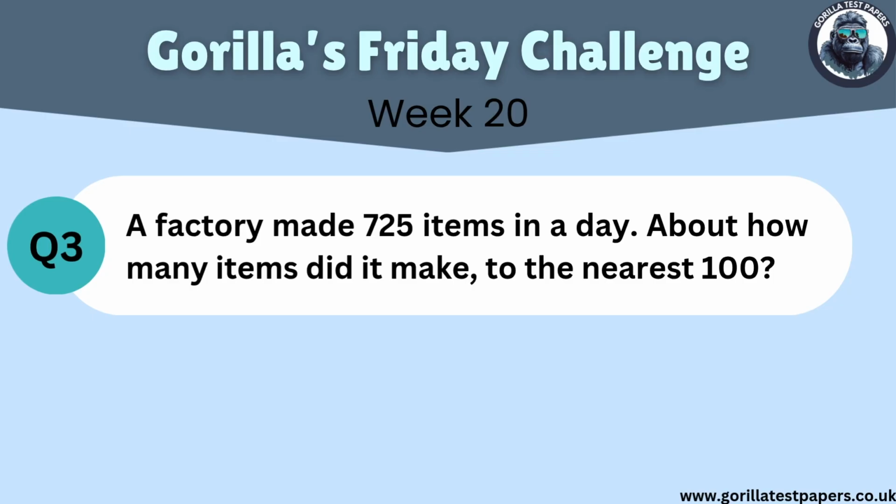This is the next question of the week. The question asks, a factory made 725 items in a day. How many items did it make to the nearest 100? Pause the video now to try the question yourself. Alright, let's get into it.